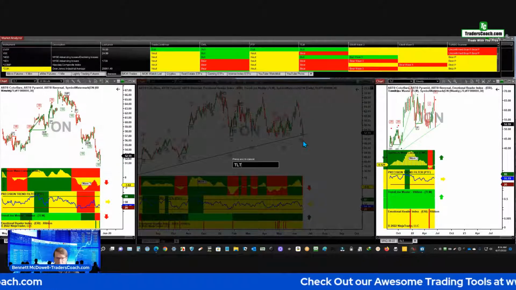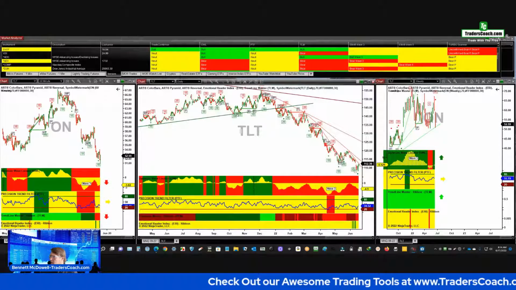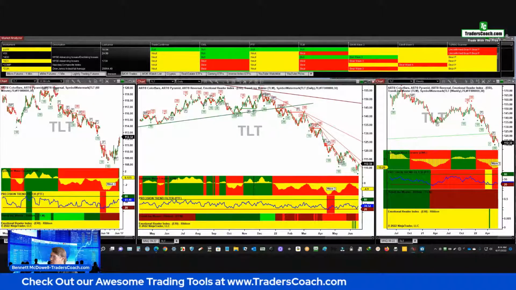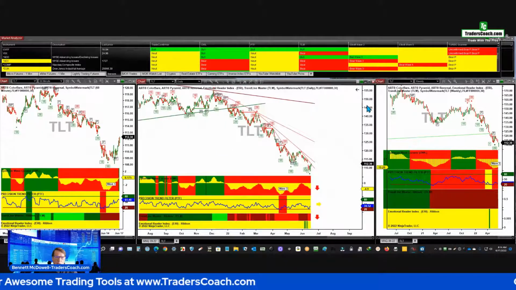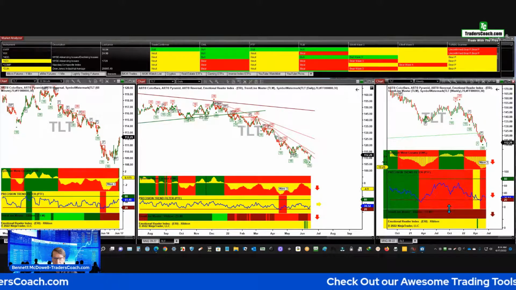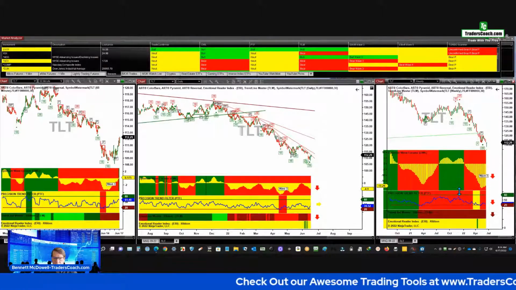TLT is a good one. That's the bonds, of course. And a lot of people think the bonds are going to be a great place to go into during a market sell-off. But I can tell you right now, it's not quite right to do that.